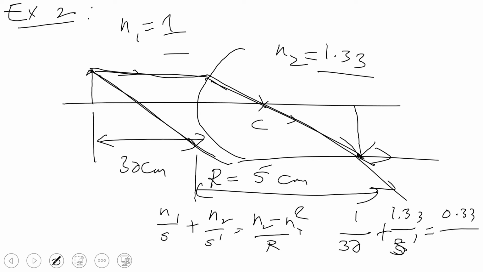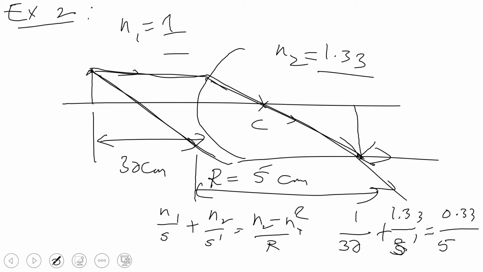So if the center of curvature is to the right, it is positive. If the center of curvature is to the left, then it is negative. Remember that. Because the center of curvature is to the right, it is positive. We don't need to change the sign. So I have here 5 centimeters, right?